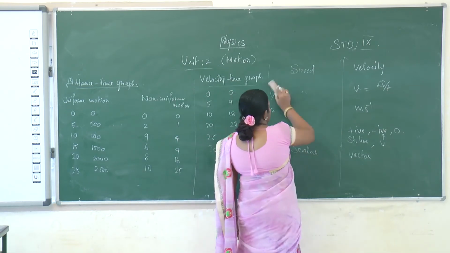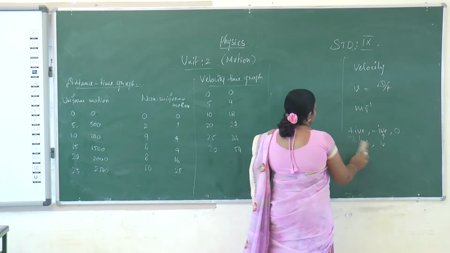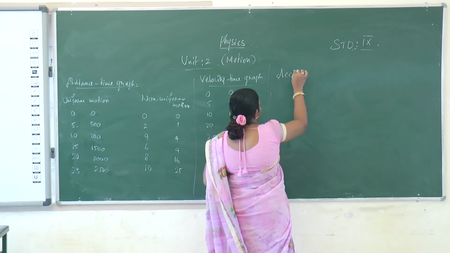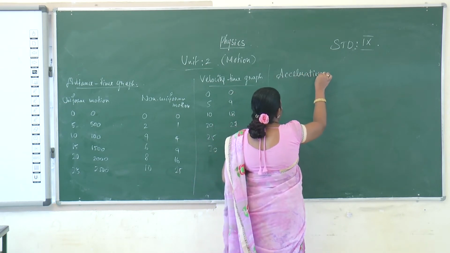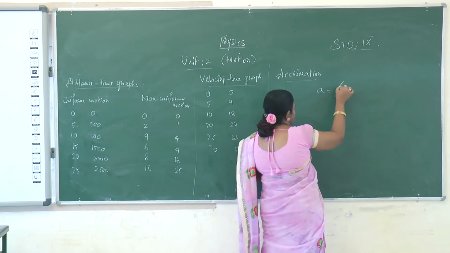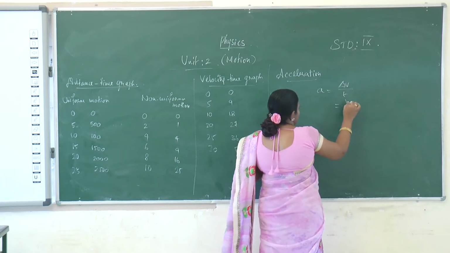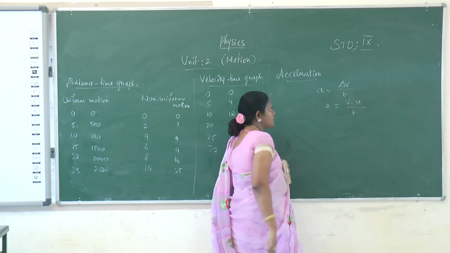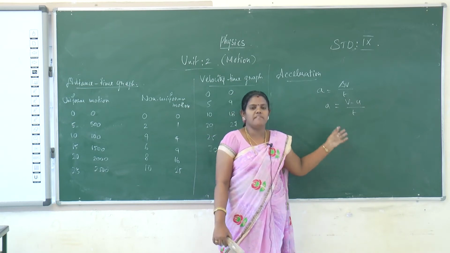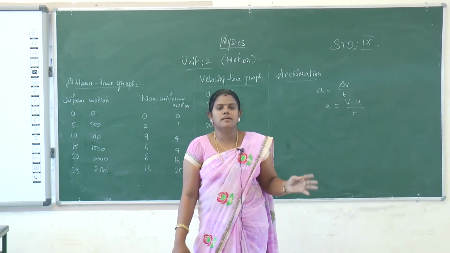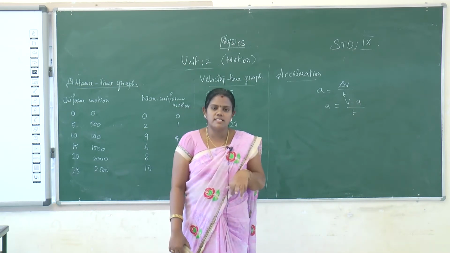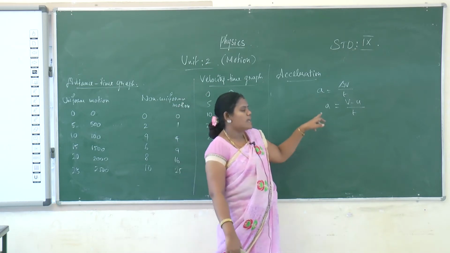And next, acceleration. What is meant by acceleration? Acceleration means rate of change of velocity by time. We denote acceleration by a, which is change in velocity by time, that is, final velocity minus initial velocity by time. A particle first moves at some velocity, and after a particular time the object has some final velocity. So final velocity minus initial velocity by time is called acceleration.